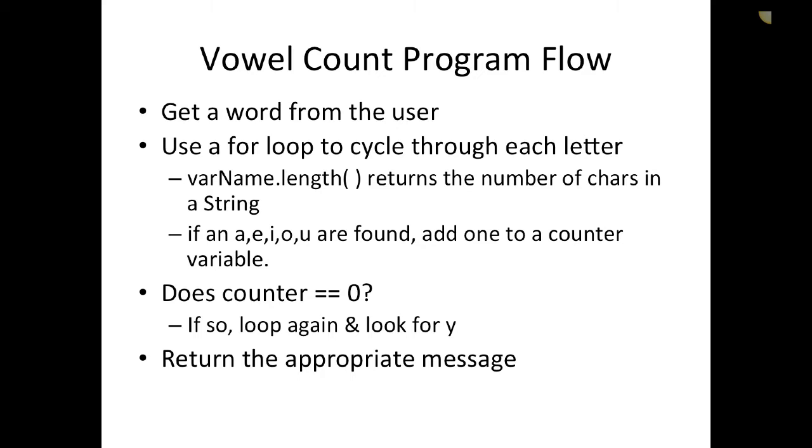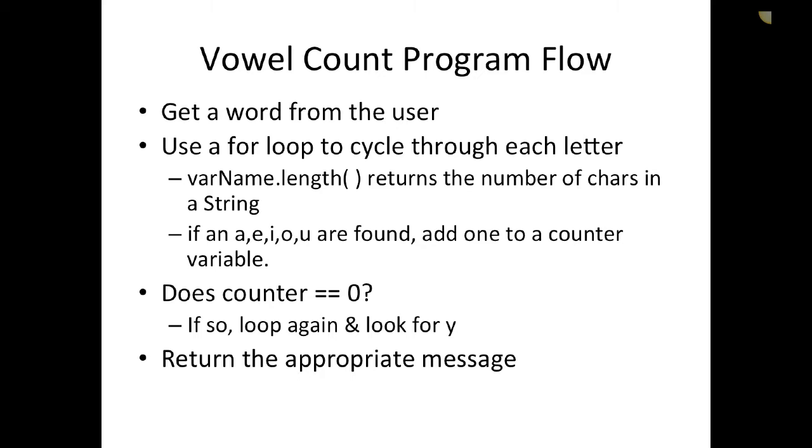And inside your loop, you'll then have an if statement that will check to see if the character is an A, E, I, O, U. And if they are, we'll add one to a counter variable. If the character that it's currently on is not an A, E, I, O, U, then we're just going to increase the for loop by 1, pull out that next character, and check it again. So we're only going to add 1 to the counter if it's A, E, I, O, U.